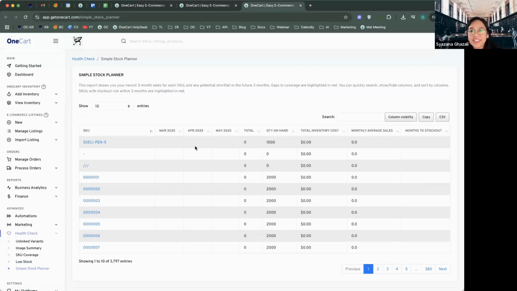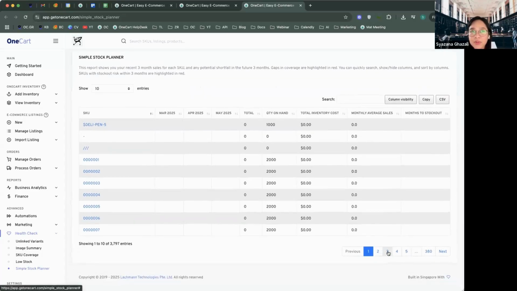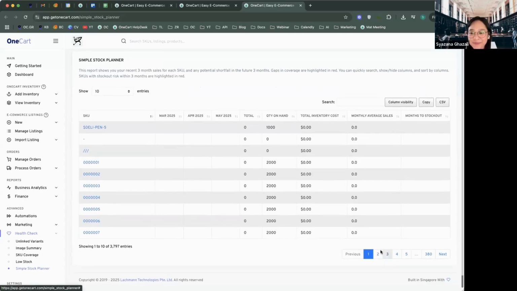For example, this SKU has been moving very fast, so if you were to restock now, the sales could continue for the next 3 months, because you're seeing a good pattern. All this data can be retrieved in OneCart. When you look at the simple stock planner, it can be downloaded as a CSV for easy viewing, or you can just view it in OneCart here. Use this data to identify your slow-moving SKUs.